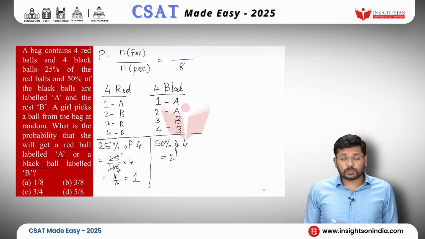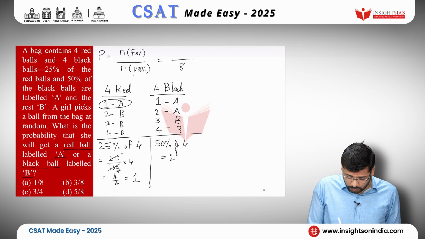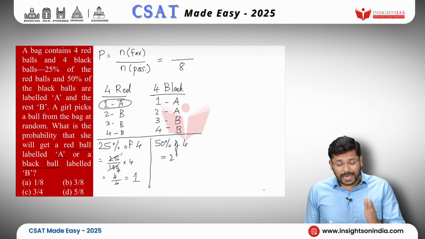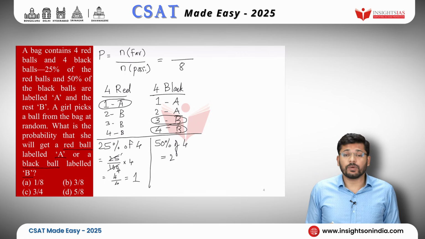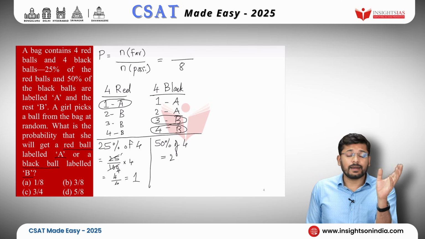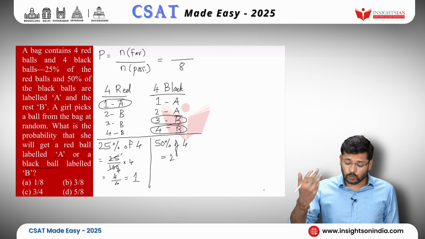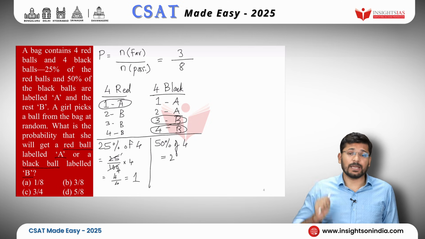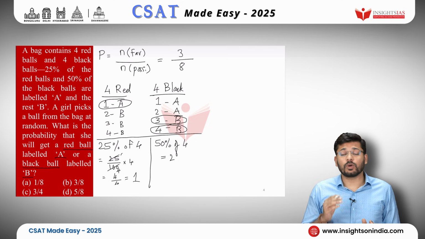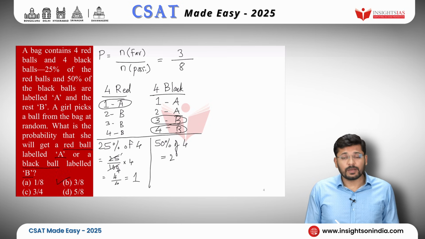Okay. Now, which balls do we want? We want a red ball labeled A. So that would be one favorable outcome, or a black ball labeled B. So black balls labeled B, that would be 2 favorable outcomes. We want either a red ball labeled A or a black ball labeled B. So we have one red ball labeled A and 2 black balls labeled B. So our favorable outcomes would be 3 in number. We have 3 favorable outcomes out of a total of 8 possible outcomes. So the probability is 3 by 8, that is option B.